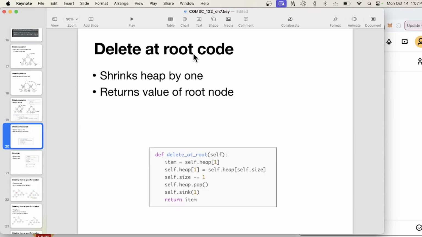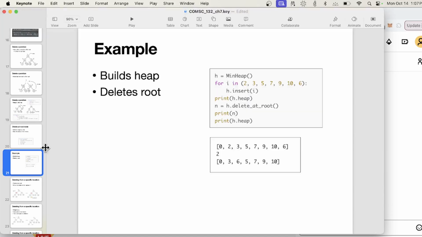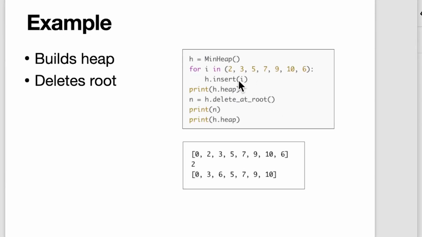So if you delete at the root node, all right, that'll shrink the heap by 1. Here's the code that does it. You delete the root, shrink it by 1, pop, and then put the item on top, and then sink is what's going to heapify from the top, where it's going to start at the root node and see if it needs to move, and then test every place it goes down the steps to see if it has to move. So here's one that builds the heap by just inserting all these numbers one by one, then prints it.